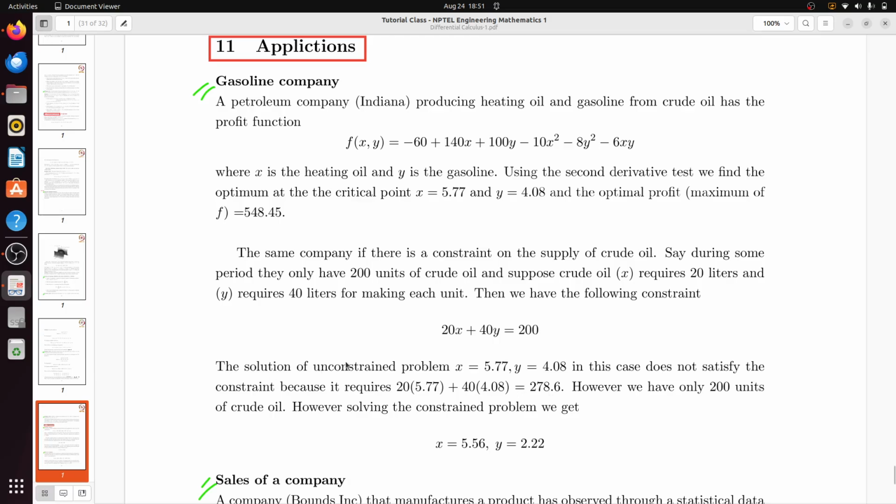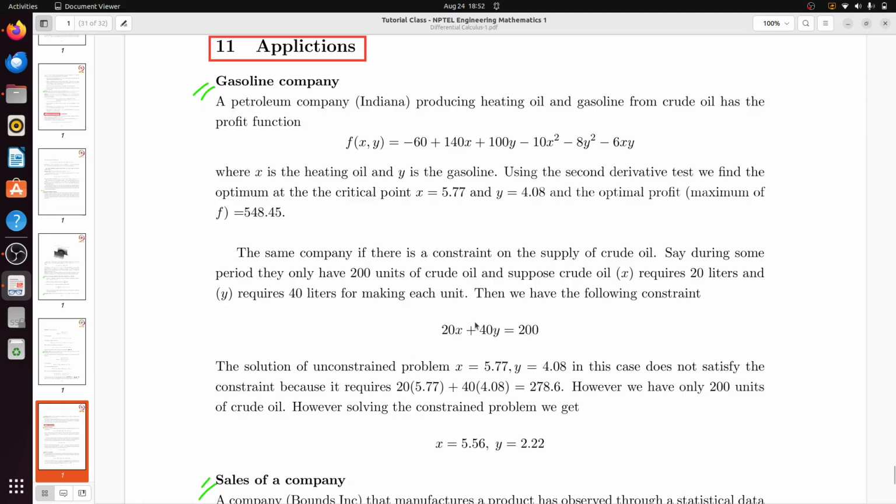So the solution of the unconstrained problem does not satisfy the constraint, because it requires 278.6, but you can only have 200 units of crude oil, right? However, solving the constrained problem you can get x equal to 5.56 and y equal to 2.22. So that is how constrained maxima and minima are applied in industry.